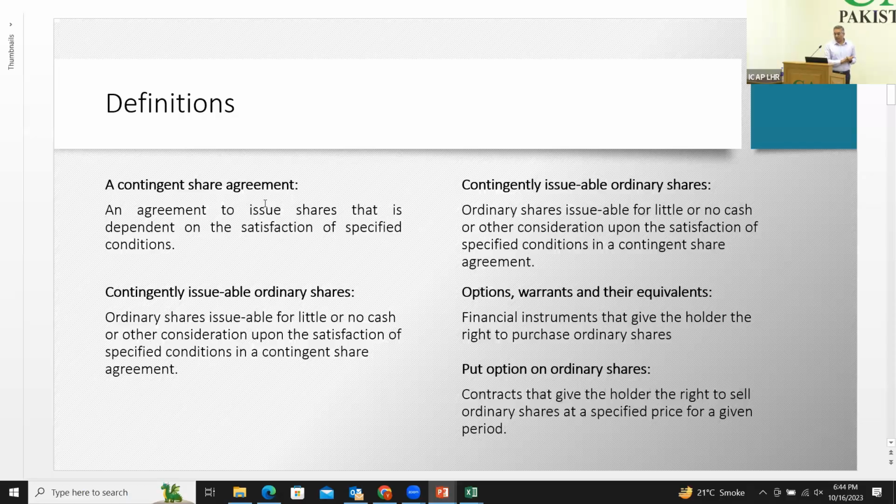Okay, then we have definitions of warrants and options. I already discussed that.